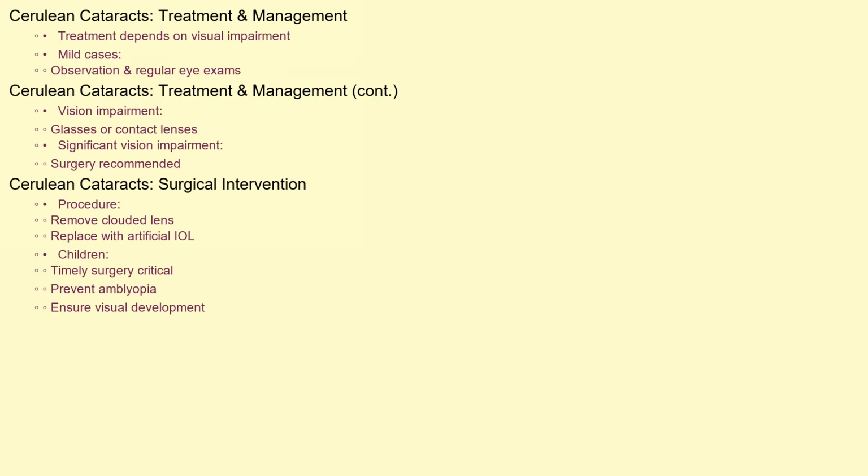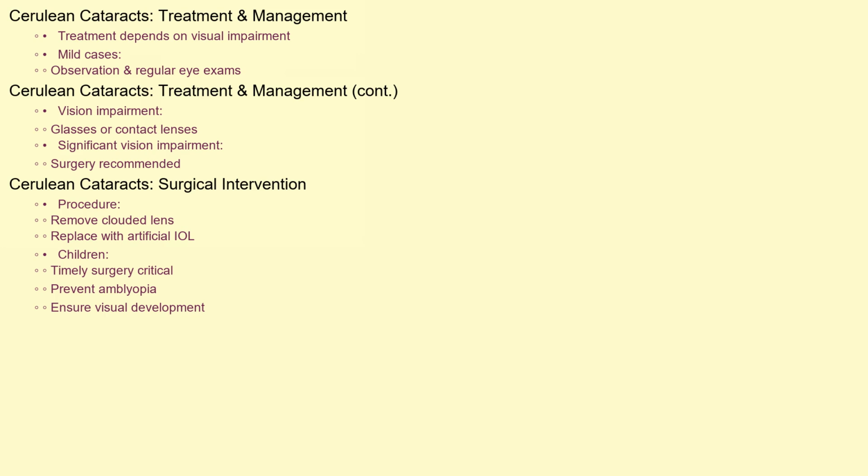The treatment and management of cerulean cataracts depend on the degree of visual impairment. If the cataracts are mild and do not significantly affect vision, observation and regular eye exams may be sufficient. If vision is impaired, glasses or contact lenses may provide some improvement.